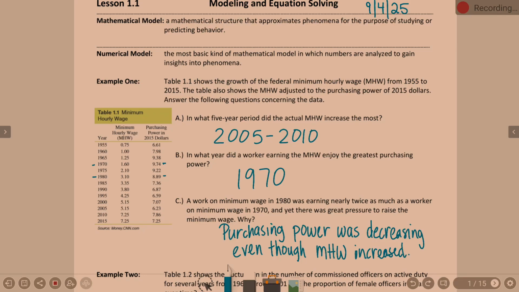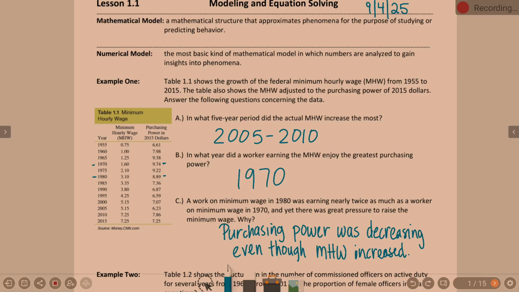That's a very basic numerical model, yes? You looked at a table of values, you answered some questions. Okay? When you're ready, we're going to look at example 2, which is a little bit more in terms of looking at the data. Not quite so obvious. And we are going to learn some new tricks on the calculator as we go through this lesson.